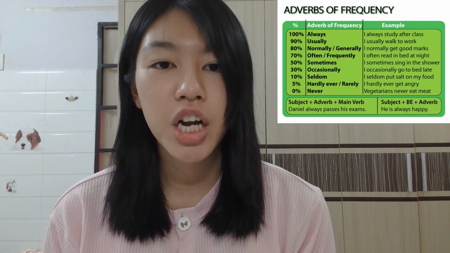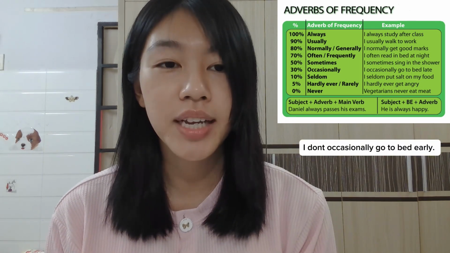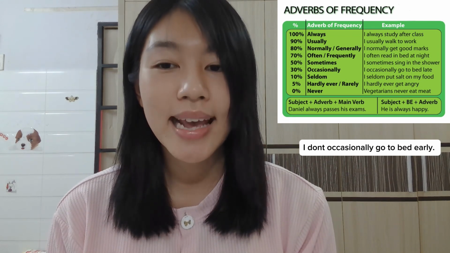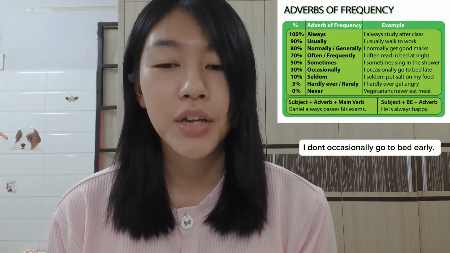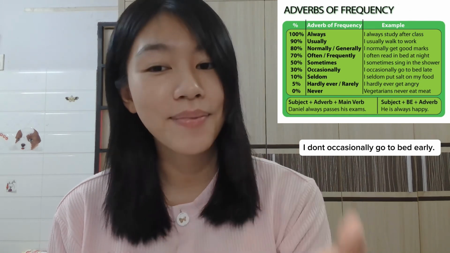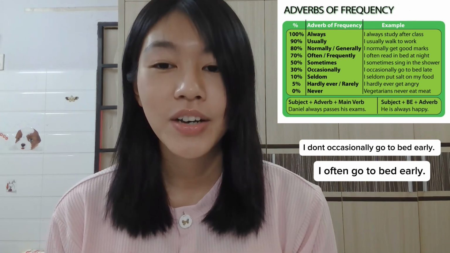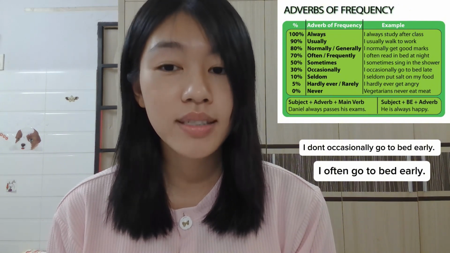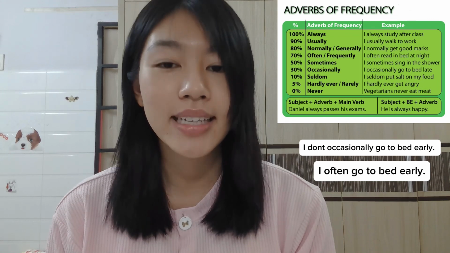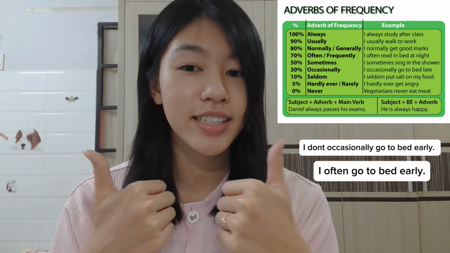So class, based on the chart, what are the different ways to say this sentence? Can someone please tell me? Yeah, Gavin. Okay. I don't occasionally go to bed early. So you change the word late to early and you add do not in the sentence. Yeah, correct. Anyone else? Yeah, Bella? I often go to bed early. Excellent. So 100 minus 30 equals 70, right? So in this case, instead of saying occasionally, you can use often. Do you get it? You good?